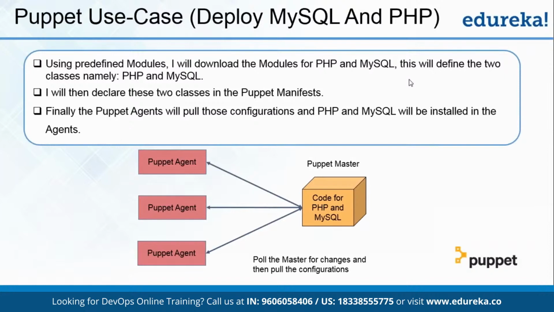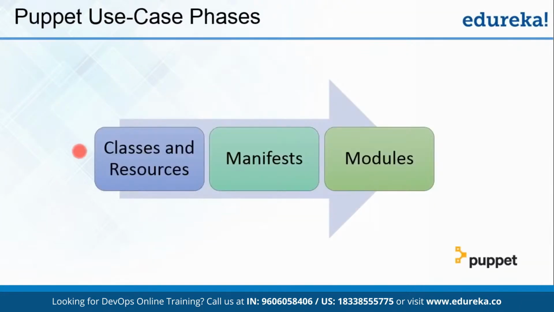Fine, so we'll move forward and see the various phases in which we'll be implementing the use case. First, we'll define classes. Classes are nothing but a collection of various resources. How will we do that? With the help of modules. We'll download a module from the Puppet Forge that defines two classes, as I've told you, PHP and MySQL. Then I'm going to declare those classes in the manifest and finally deploy that onto the nodes.